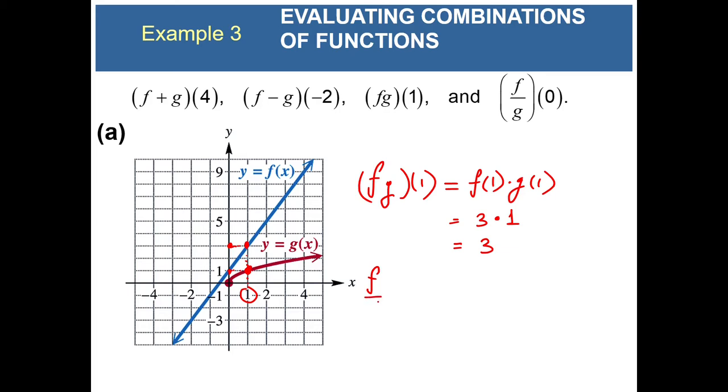F over g of 0 is equal to f of 0 divided by g of 0. And f of 0 is just going to be the y coordinate when you plug in a 0. So it's a 1. F of 0 is 1 divided by g of 0, and g of 0 is 0. But wait, you cannot divide by 0. This is undefined.